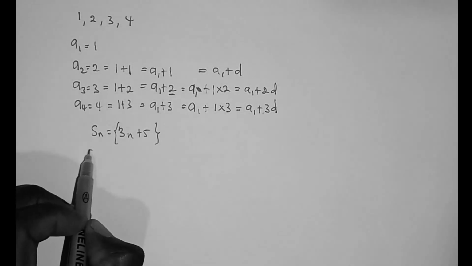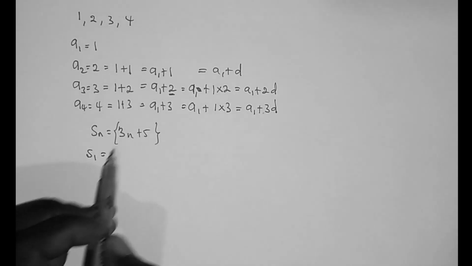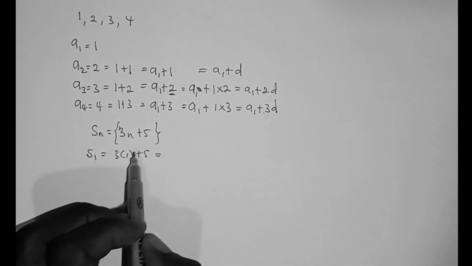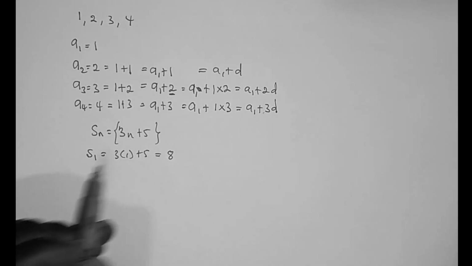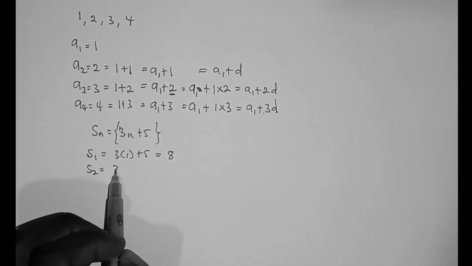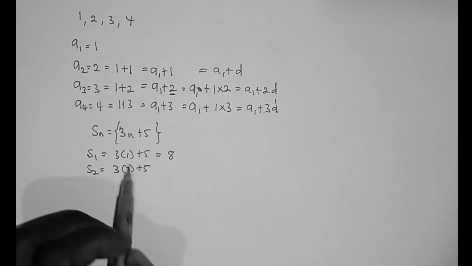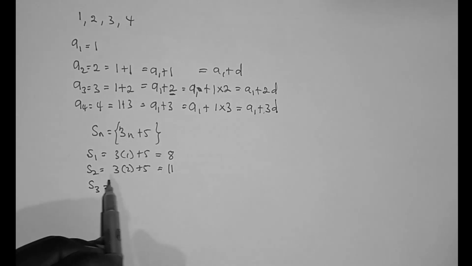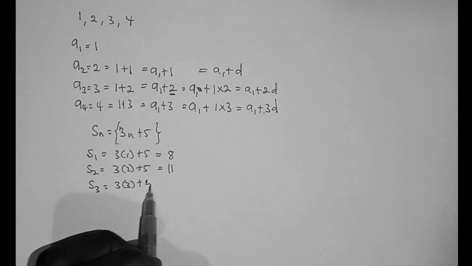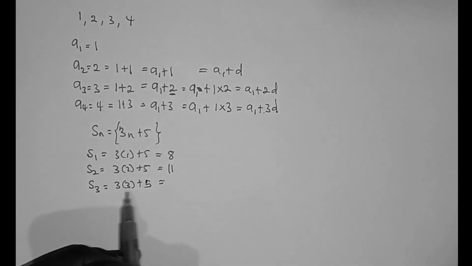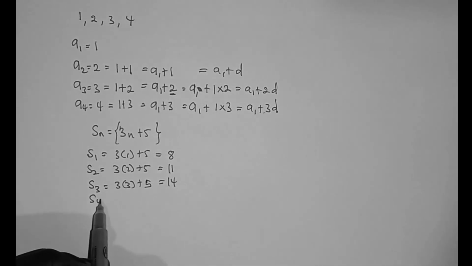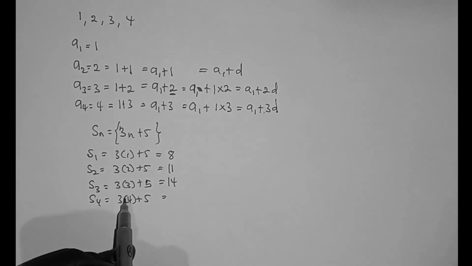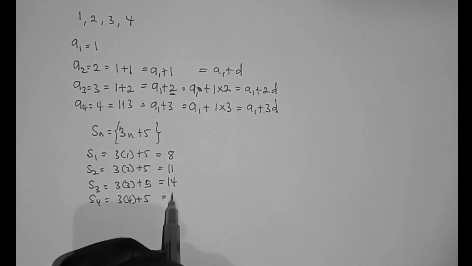So let's find S1. S1, we insert 1 here, so it will be 3 times 1 plus 5. And this is equal to 3 times 1 is 3, plus 5 is 8. S2 is equal to 3 times 2 plus 5. 3 times 2 is 6, plus 5 is 11. S3 is equal to 3 times 3 plus 5. 3 times 3 is 9, plus 5 is equal to 14. And then S4 is equal to 3 times 4 plus 5. 3 times 4 is 12, 12 plus 5 is equal to 17.